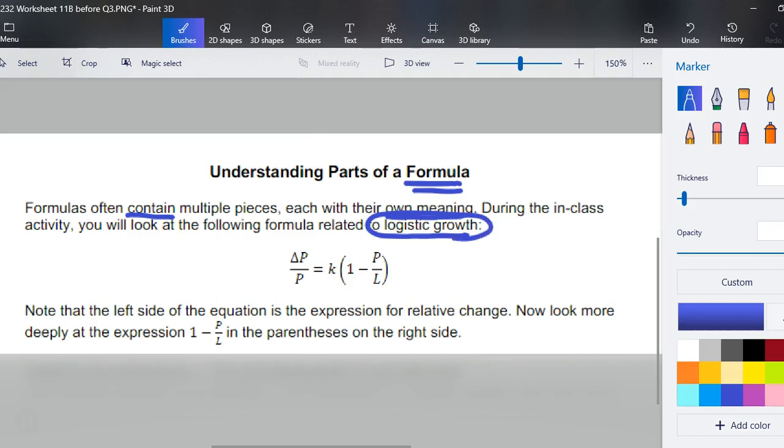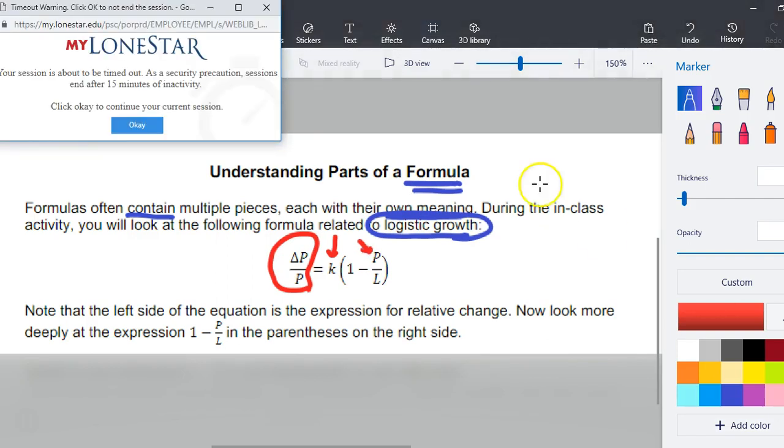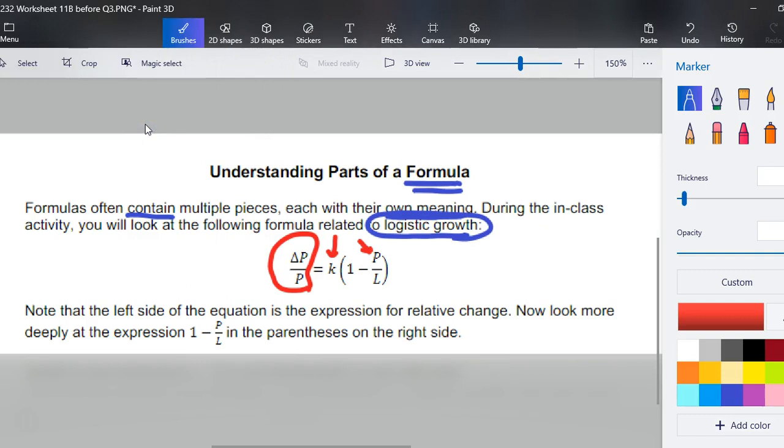And during the in-class activity, you're going to look at the following formula and it's related to logistic growth. But if you'll notice, this is what we were just working on. It's a relative change, a change in the population divided by the original population. And then the other pieces may not look familiar, but K usually stands for some constant in mathematics. Then we have a parentheses and a 1, a minus. Hey, P is probably population. And then L, well, even if we may not know what the L is, we can at least notice that there is one and it's part of the parentheses.